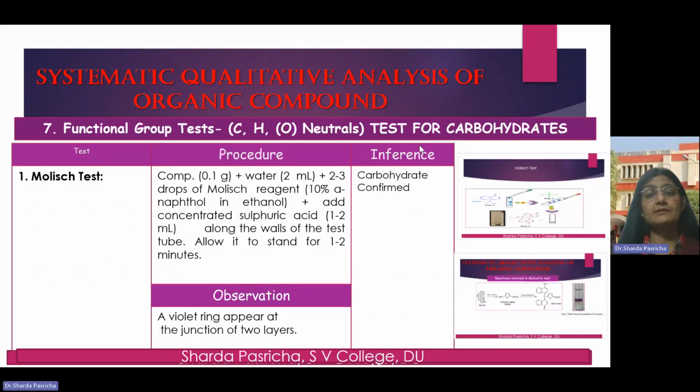Okay, dear students, you have already learned how to do functional group tests for aldehyde, ketones, and carboxylic acids to analyze compounds systematically. Today, we are going to discuss how you will identify compounds which have carbohydrate and esters. Let us start by first doing the tests for carbohydrates.